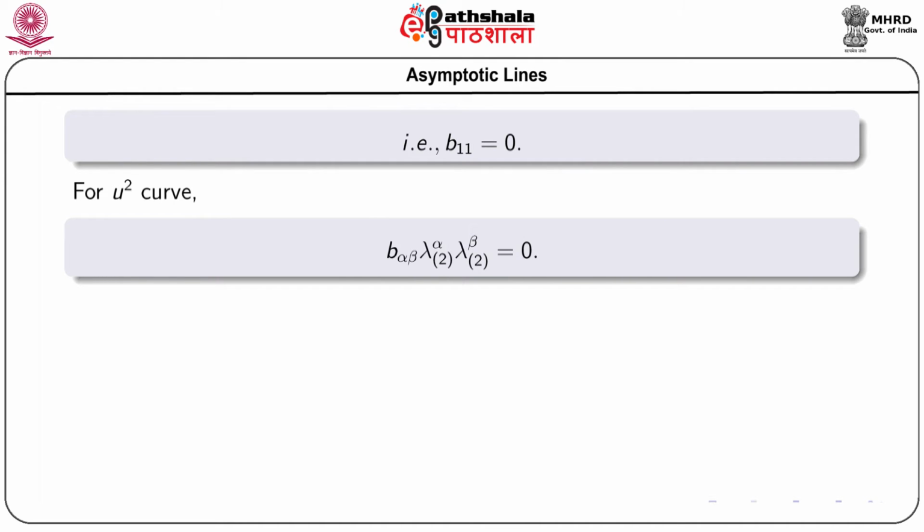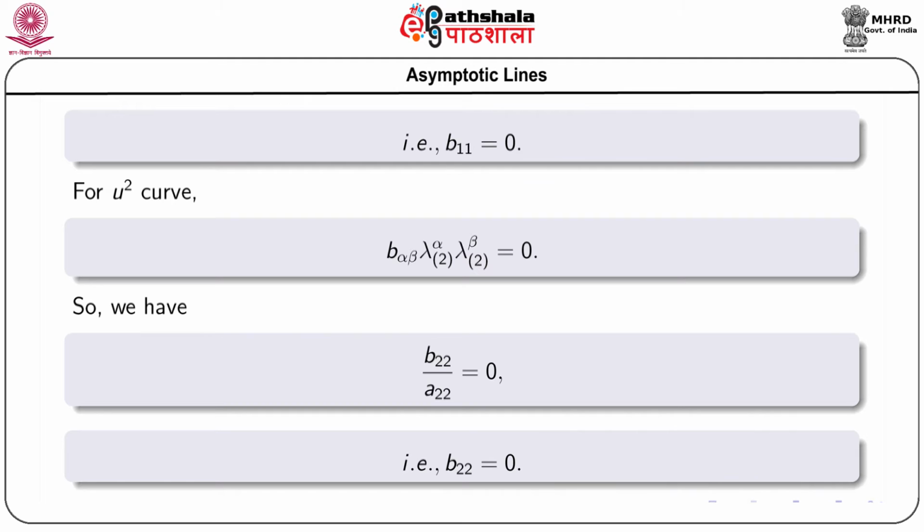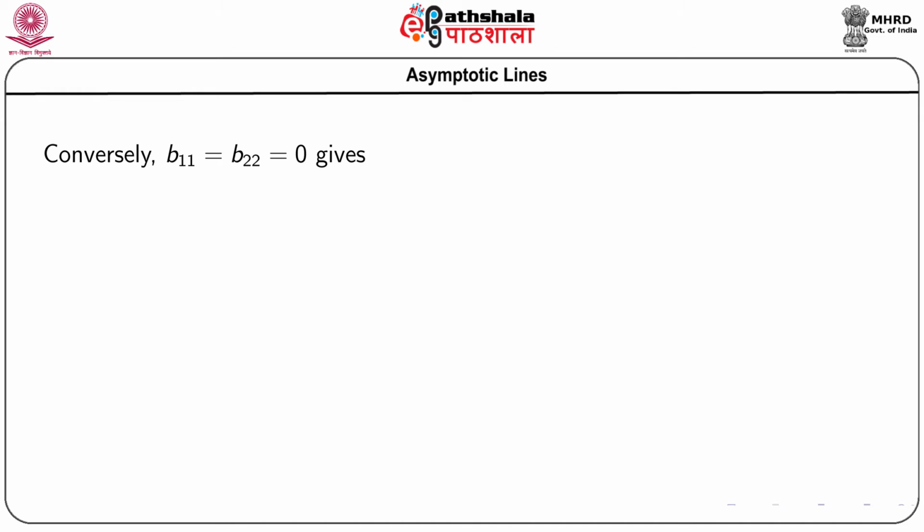For the u2 curve, similarly, we get b alpha beta lambda alpha lambda beta equals to 0, and we have b22 by a22 equals to 0, and for the first fundamental form to exist, a11 a22 should not be equal to 0. So, we have b22 equals to 0. So, we got the condition for when the parametric curves are the asymptotic curves or asymptotic lines.